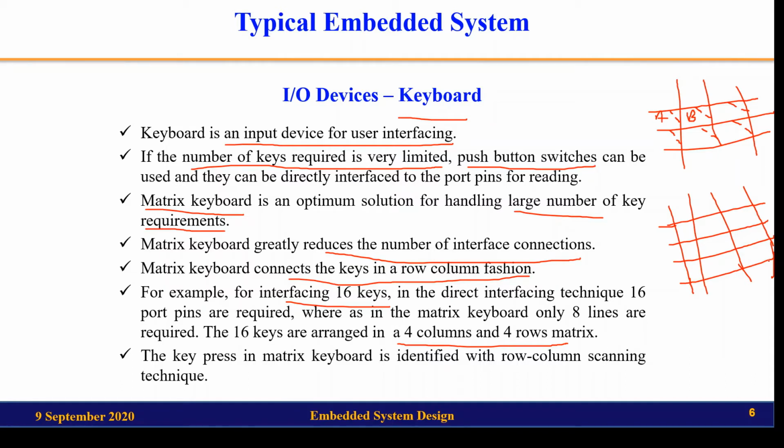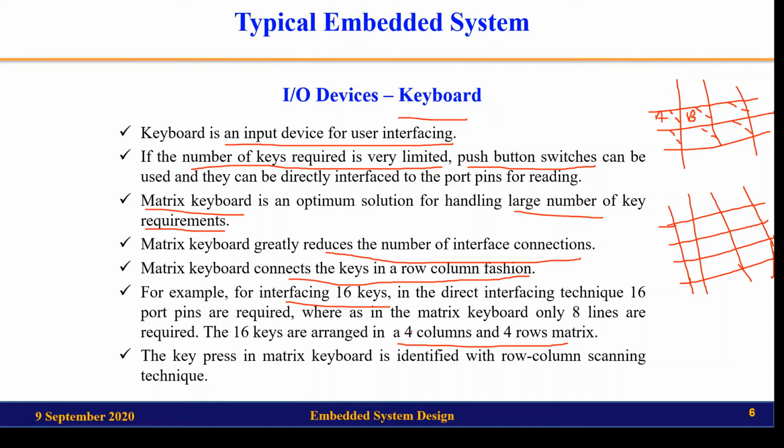Why? Because you need to connect 4 columns and 4 rows. In total, you require only 8 lines, or we can say 8 port pins are sufficient to connect a 4x4 matrix keyboard. And each key press is identified by the row-column scanning technique. We'll be discussing more about this row-column scanning technique.